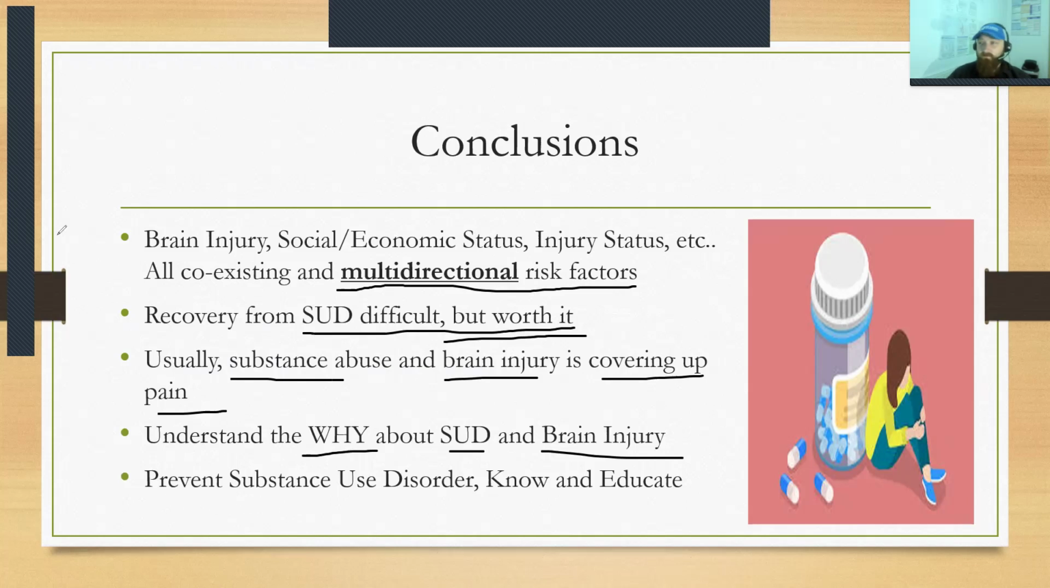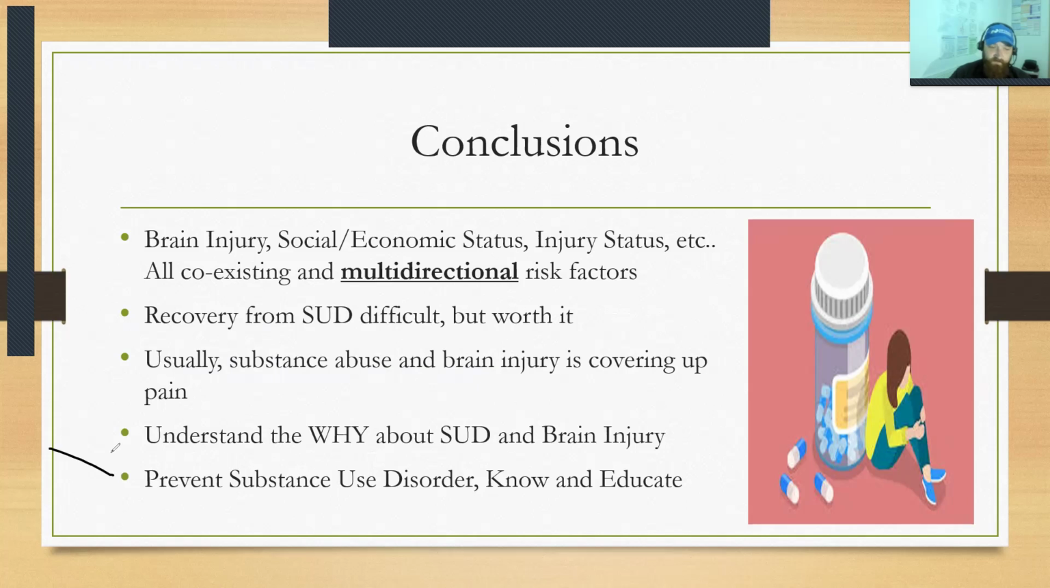So in conclusion, let's think about doing a couple of things. Let's prevent substance use disorder and also know and educate. As brain injury case managers, we should be at least knowing our people, but let's also know everybody. Let's talk about how we can prevent substance use disorder, not just for those with brain injury, but also those without brain injury, because substance use disorder is one of those factors that can lead to brain injury. And so let's know and let's educate. But with that being said, I believe that will conclude it for this episode.